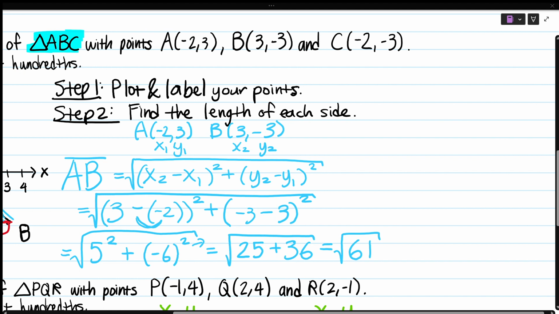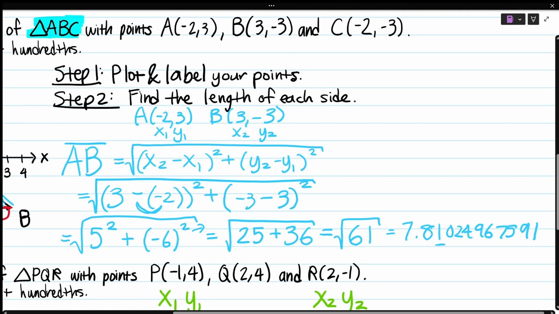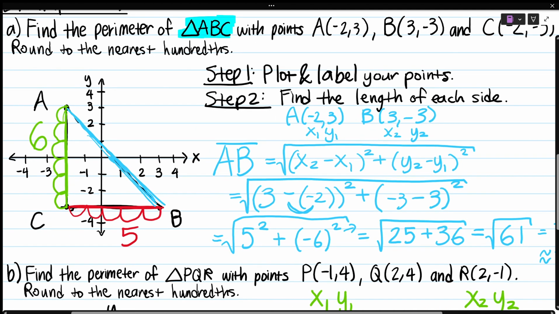Your last step here: the question said round to the nearest hundredths place. If you put the square root of 61 in your calculator, you get 7.81024967591. The hundredths place is always the second number after the decimal. The number next to it is 0, so we stay at 7.81. So we did all that to solve for the measure of this side right here, 7.81.